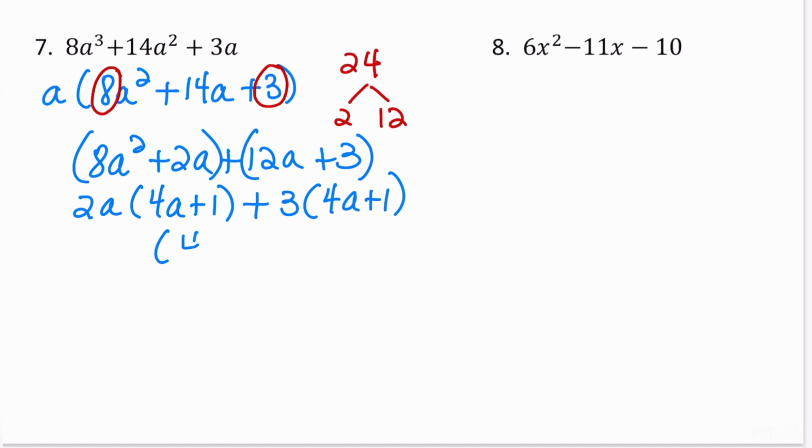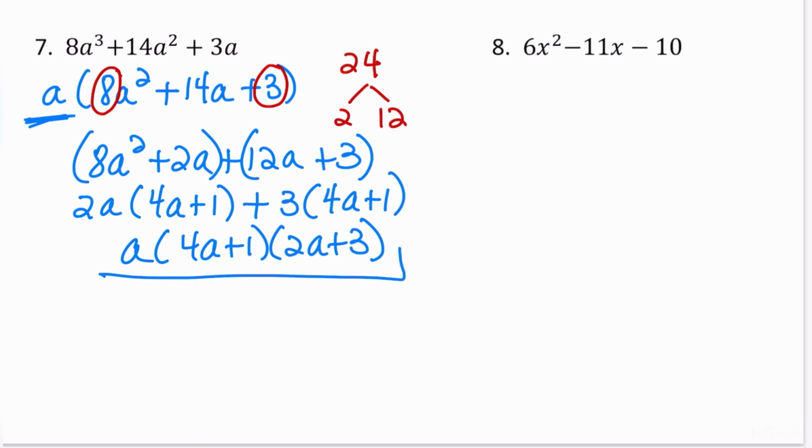So here the GCF is 4a plus 1 times 2a plus 3, and then we can't forget to bring down the a that we originally took out, because without that a, we're never going to get back to the original problem. So there you have it. This is going to be your final answer. Let's take a look at question number 8.